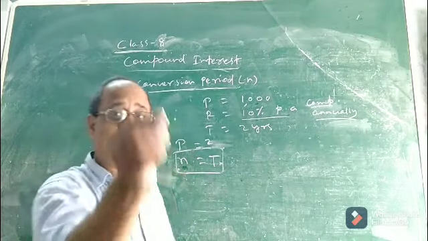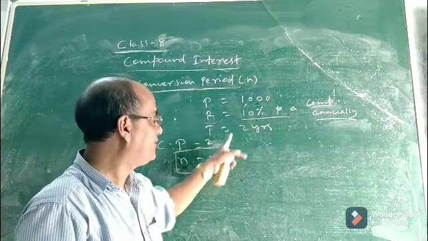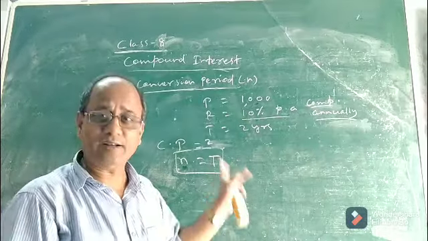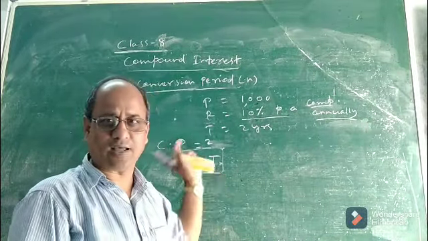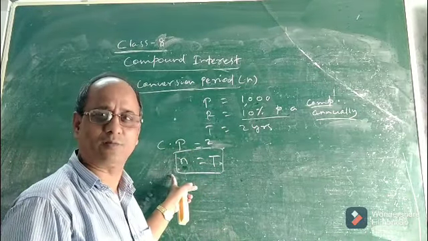So n will be equal to t when the conversion period is equal to the time period, if the interest is compounded annually. Please remember, when interest is compounded annually, the conversion period is equal to the time period in years. The time period given in years will be equal to the conversion period.